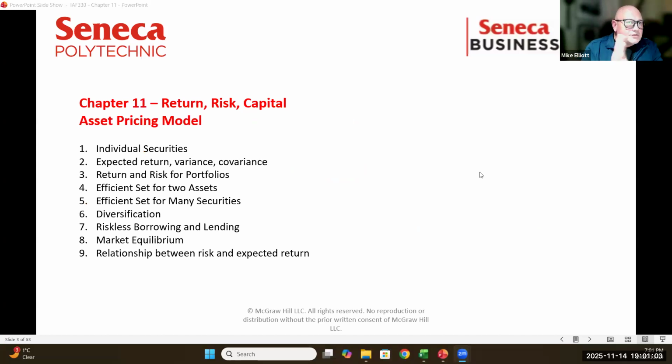What are we going to look at? Individual securities. We're going to talk about expected return, variance, and covariance. Then we're going to talk about portfolios, how we make up portfolios, how we determine what the efficient state of a portfolio is. Then we start to stick more securities into the portfolio to see how we can come up with something that looks optimal. We'll talk about diversification, et cetera, et cetera.